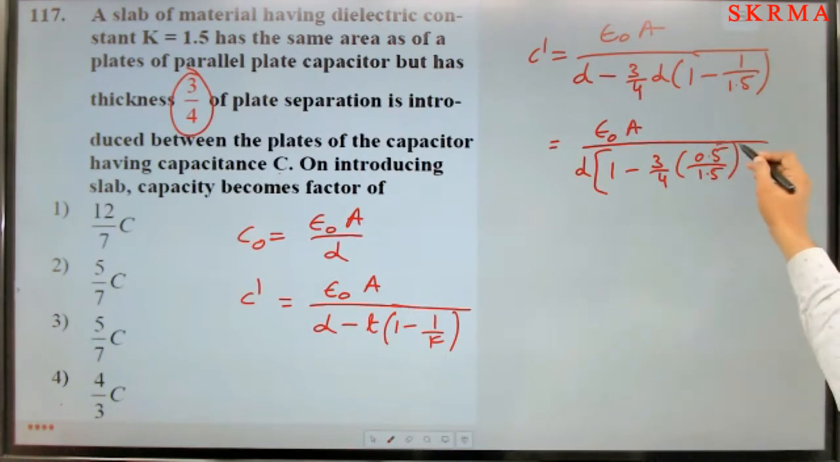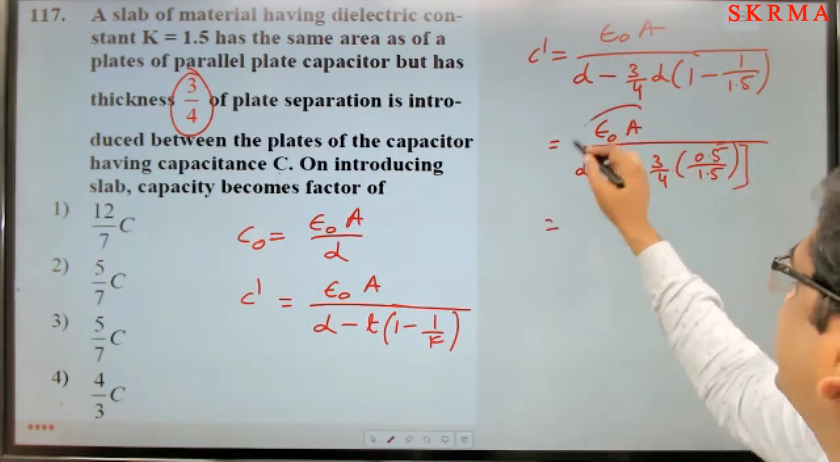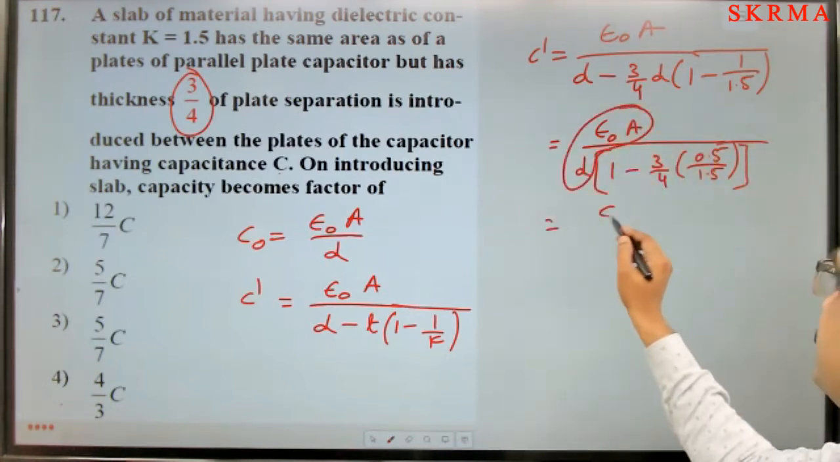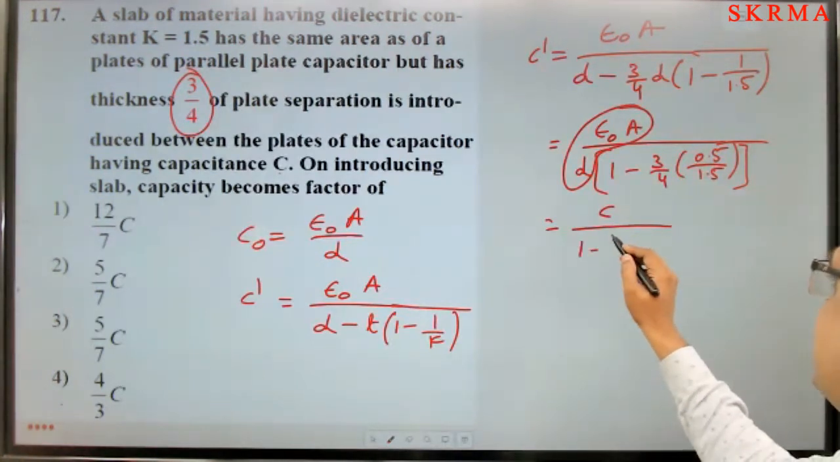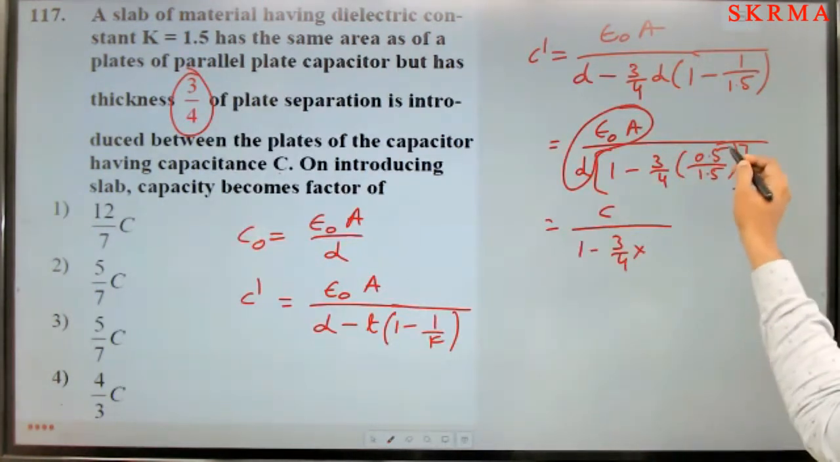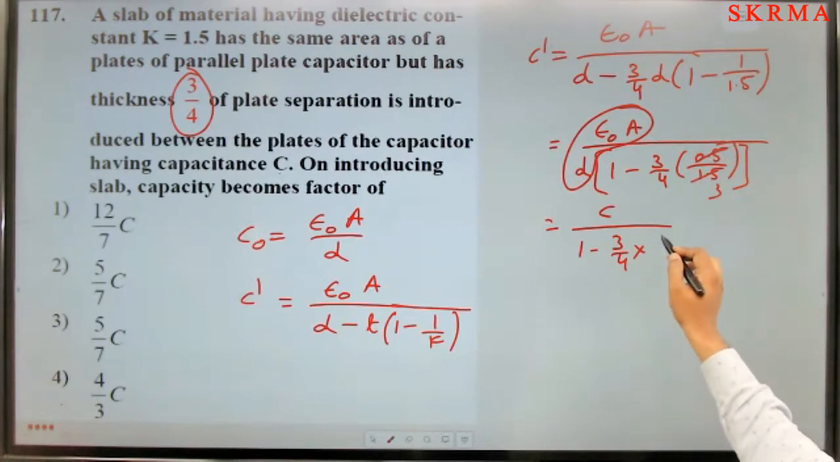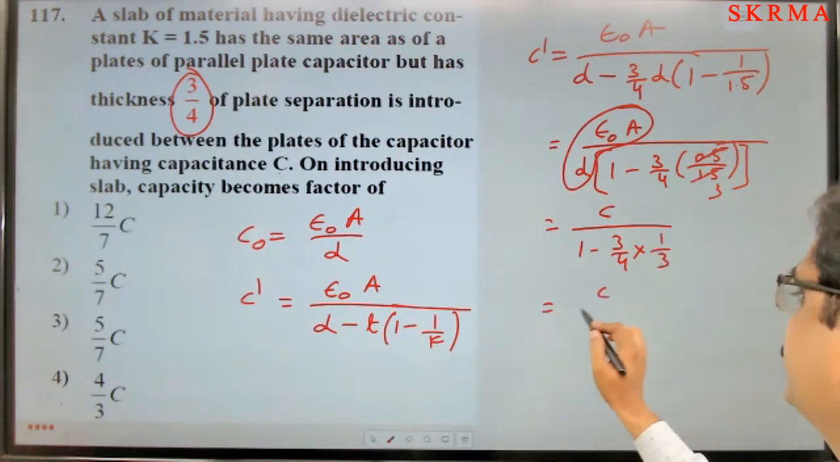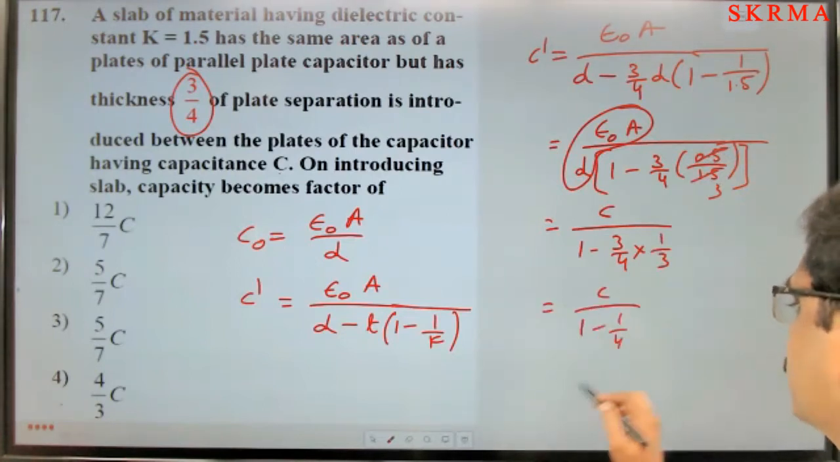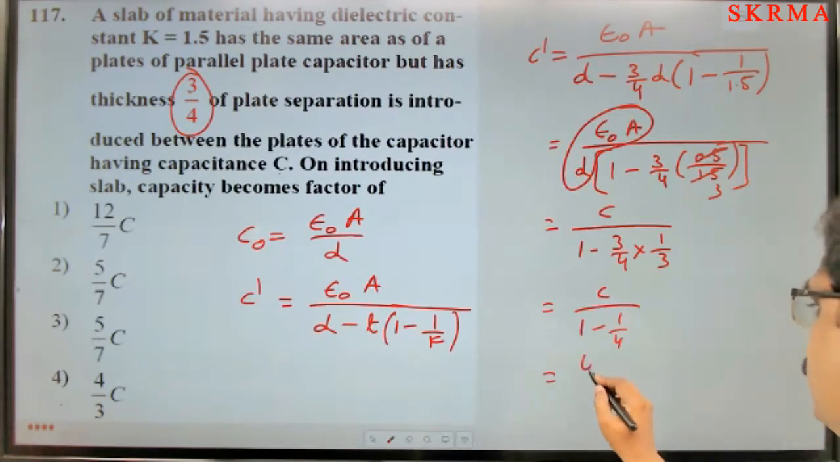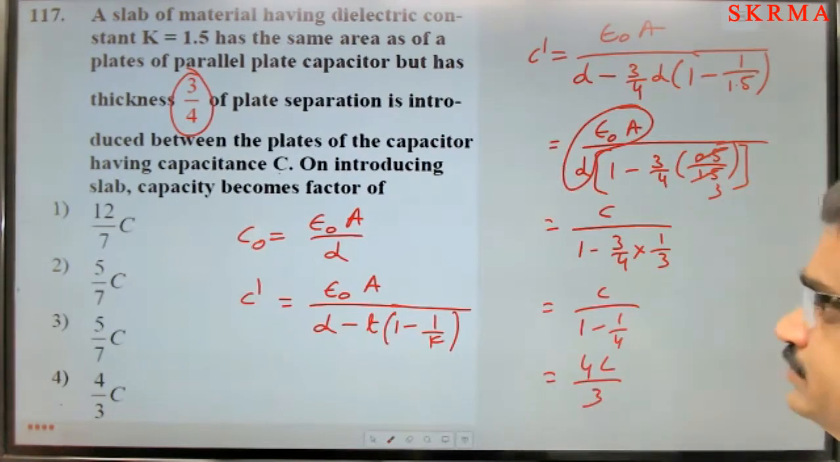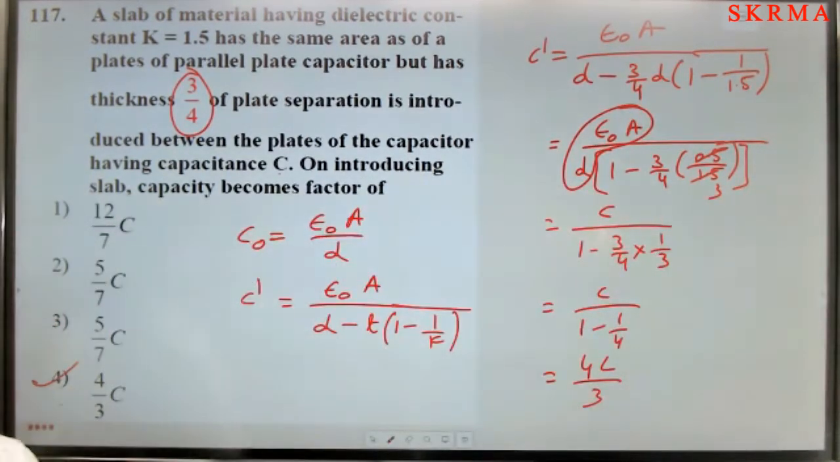Now solve this further. Epsilon naught A by d is nothing but C, so C by 1 minus 3 by 4 into, this is 3 times, so 1 by 3. So C by 1 minus 1 by 4, which equals 4C by 3. The answer is 4C by 3.